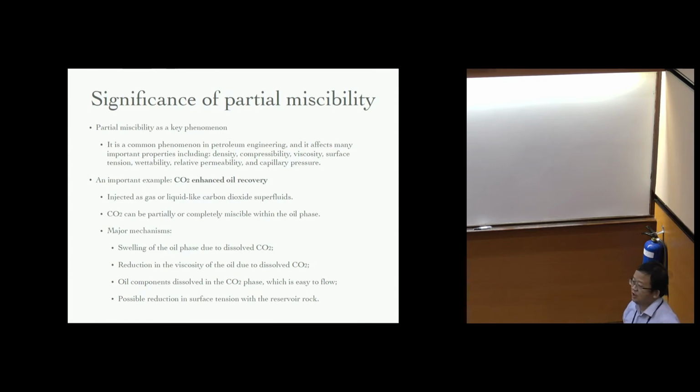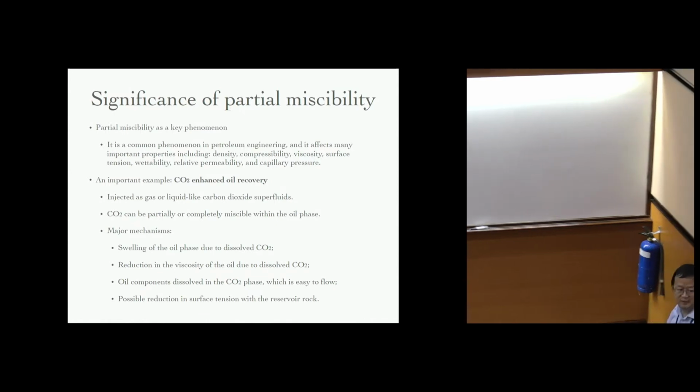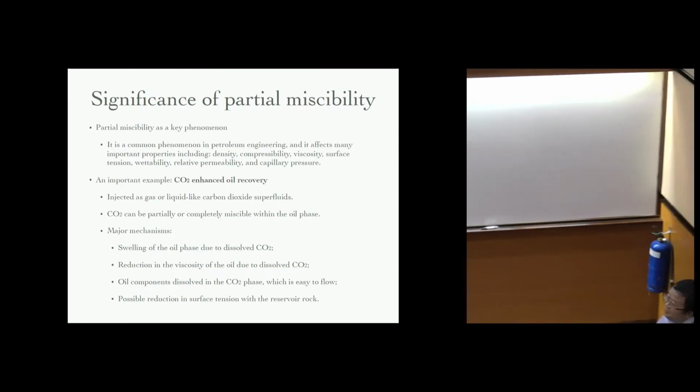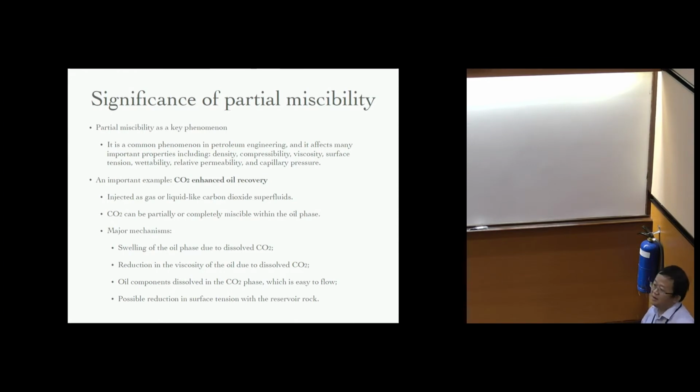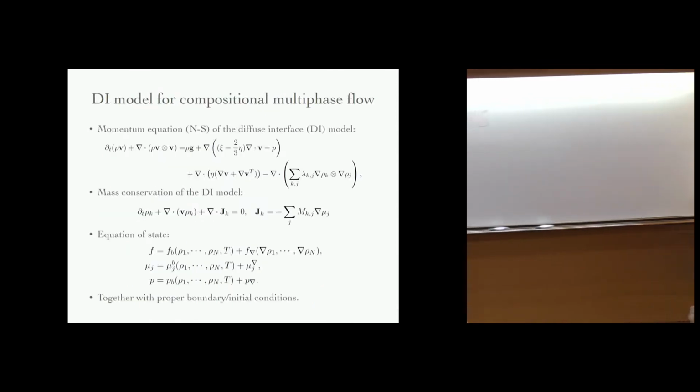Otherwise, if you use an immiscible two-phase flow, you don't see any reason, and you don't understand why CO2 is better than water in terms of displacement of the oil phase. So that's the motivation. And there are many other cases, like if you inject methane, you can also enhance the oil recovery. If you inject nitrogen, you can also do so. All the gas injection is better than water, but the three gas injection schemes differ in efficiency. That's also because of the partial miscibility. So that's a main motivation for us to study partial miscibility.